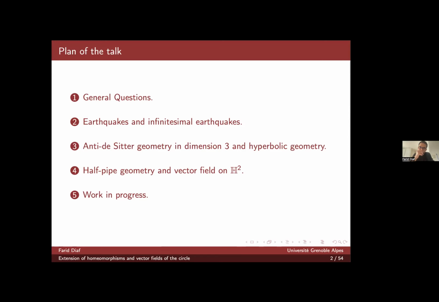And then in the second part, we will see this exotic geometry, which is called half-pipe geometry, and its relation with vector fields on the hyperbolic plane. And then if I have time, I will talk about work in progress.